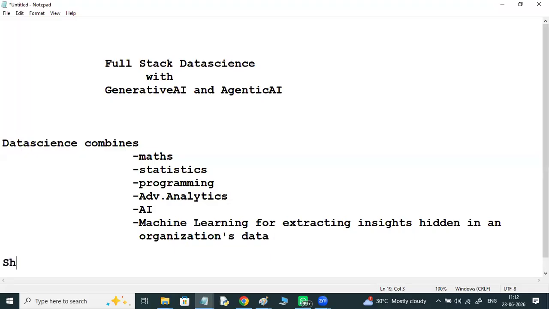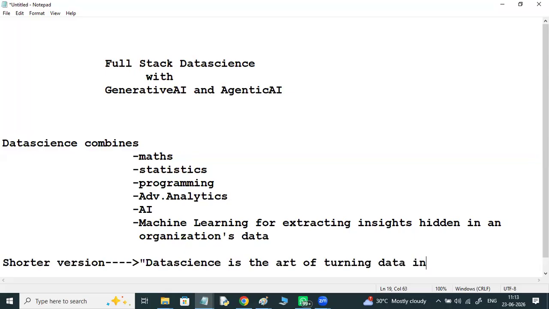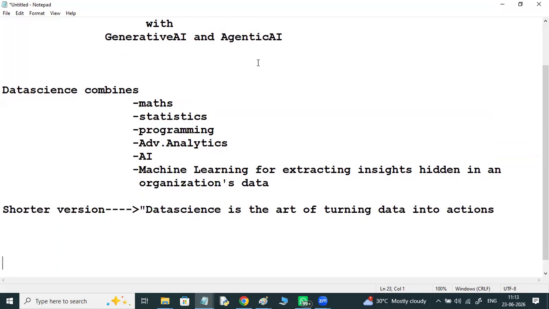In a shorter version, data science is the art of turning data into actions.